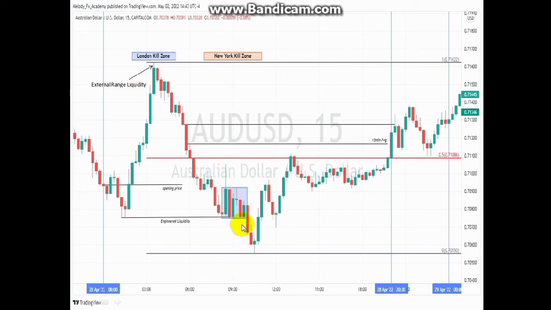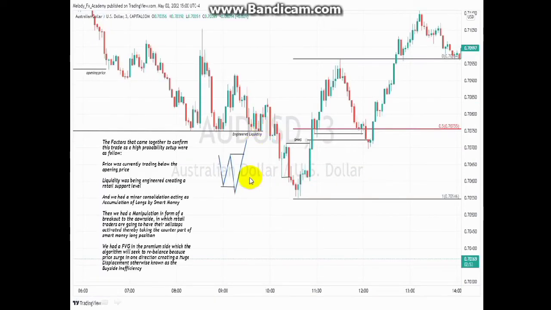Now let's break this price action down. This is the opening price. This is liquidity being engineered here, right? So now we have the manipulation. This is the accumulation, the manipulation. When price traded below this old low to grab liquidity, that was when I went down.